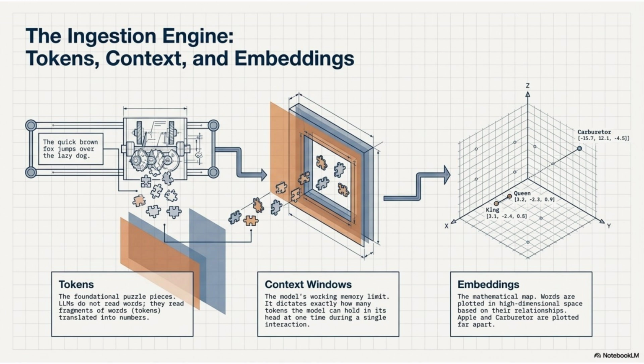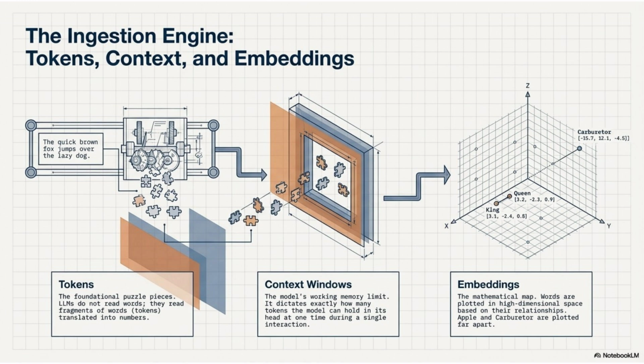Context windows represent the model's working memory limit. It dictates exactly how many tokens the model can hold in its head at one time during a single interaction. Early models had tiny windows. Today's frontier models can handle hundreds of thousands of tokens, like reading an entire book in one sitting.